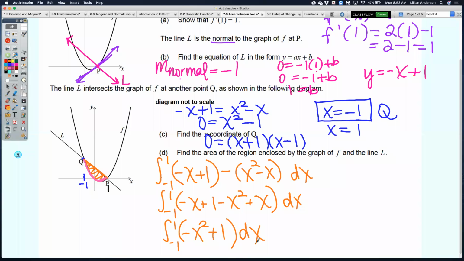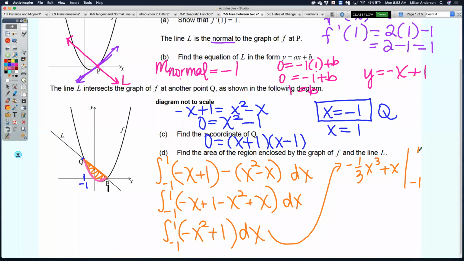Now here we apply the fundamental theorem of calculus, which says we need to take the integral of negative x squared plus 1. Someone online, what's the antiderivative of negative x squared plus 1? Negative 1/3 x to the power of 3 plus x. You kind of faded out at the end. I heard negative 1/3 x to the power of 3 plus x. There we go. And I'm going to evaluate that from negative 1 to positive 1.